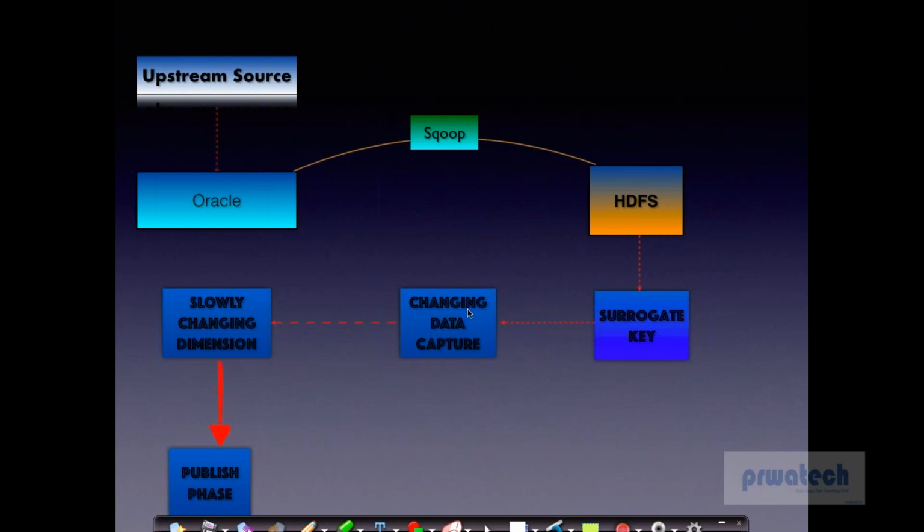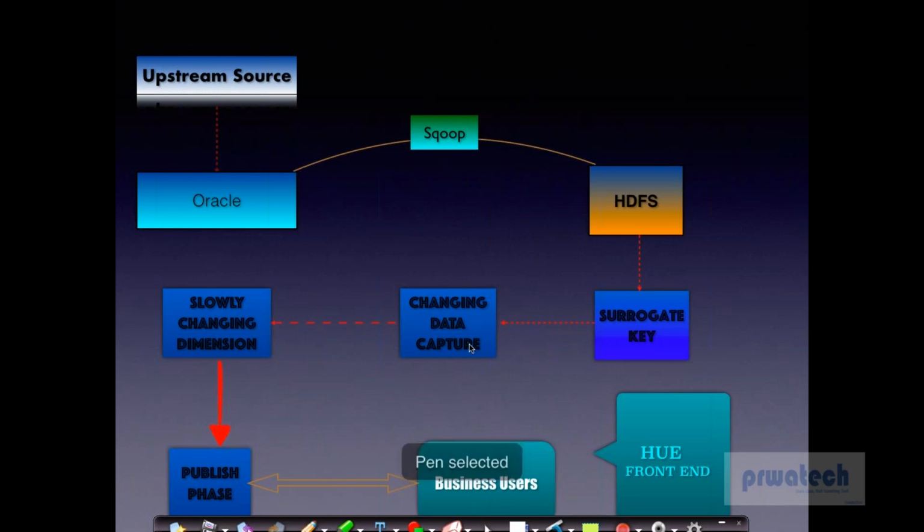From HDFS, you can directly connect with change data capture, slowly changing dimensions, publish space, Hive face, and then we run a query using Elasticsearch or Solr from this business user. So here you will have 2 more services. You can use Elasticsearch for query. Then Hue is a front end. Using Hue also we can run a query. Currently we're using the terminal.